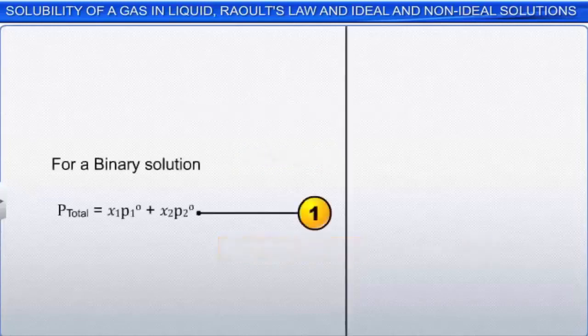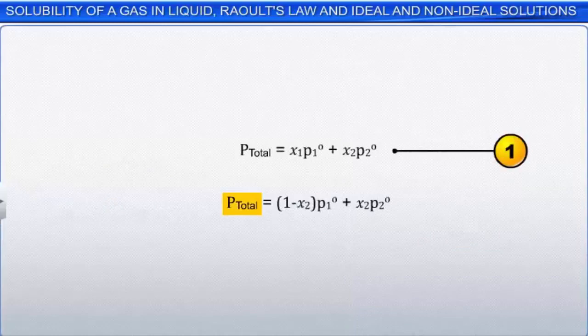Further, you know that for a binary solution, the sum of mole fractions x1 and x2 is equal to 1. Or we can write x1 equal to 1 minus x2. Now substituting for x1 in equation 1, we get P total is equal to (1 minus x2) P1 naught plus x2 P2 naught. Let this be equation 2. In the equation thus obtained, we can see that P total is a linear function of mole fraction x2 as P1 naught and P2 naught are constant at a particular temperature.